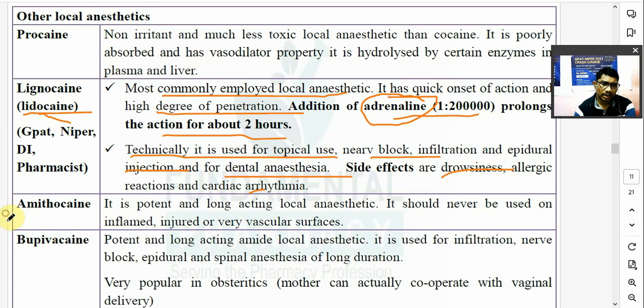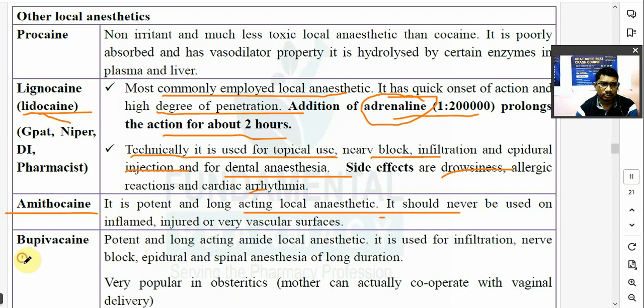Next is amylocaine. Again it is a potent and longer acting local anesthetic. It should never be used on open wounds, where there is inflammation, injury and where there is a vascular surface. It should never be used on the injured or very vascular surfaces.